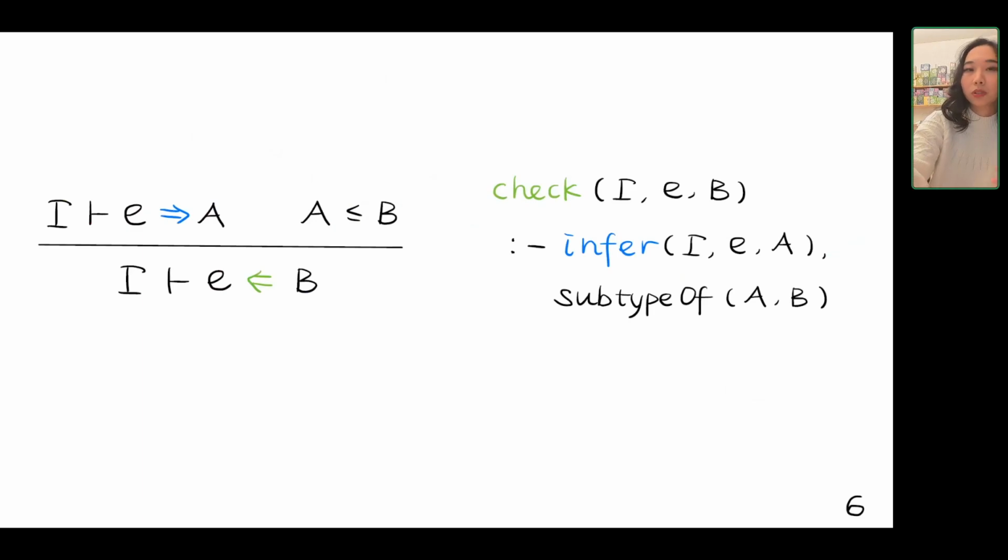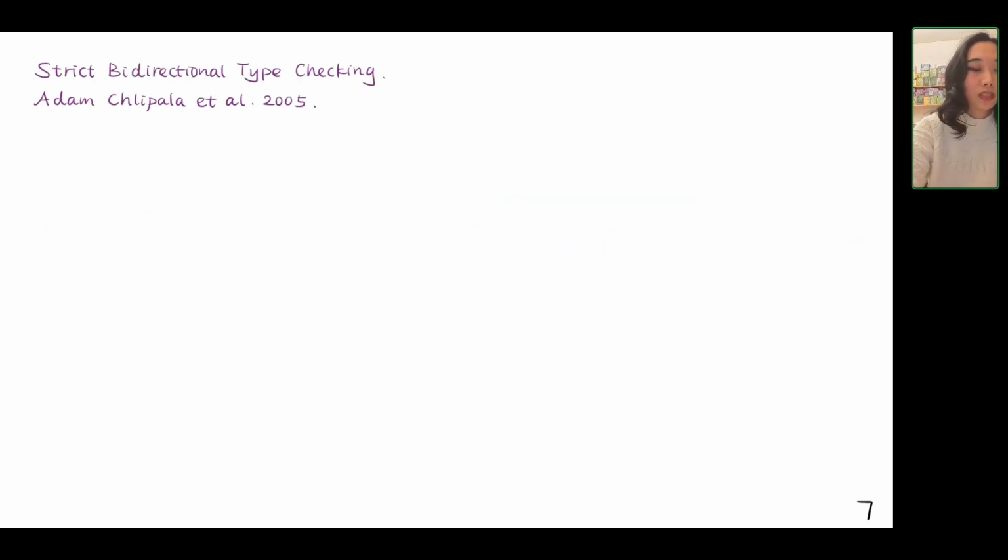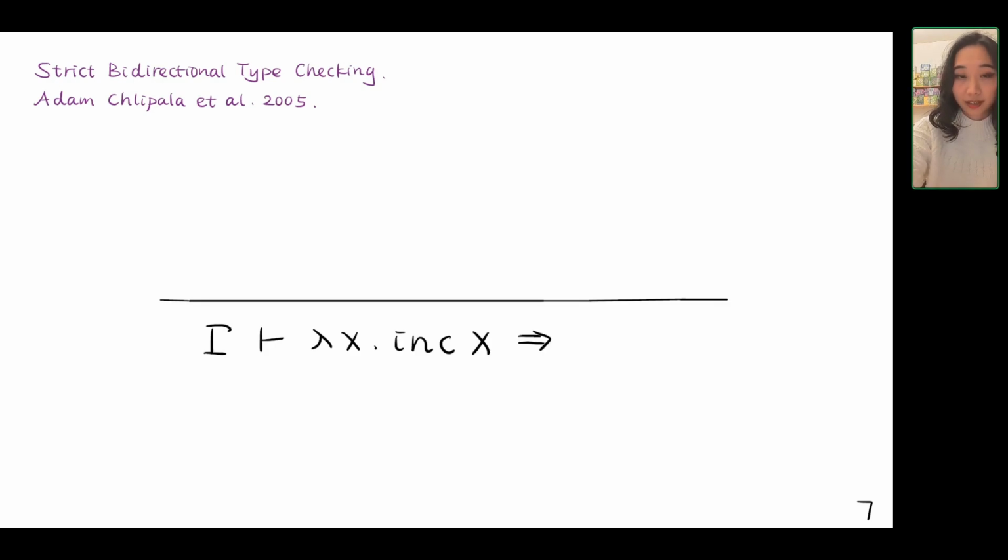And people have come up with all sorts of extensions of bidirectional type systems over the years, and I'm just going to mention one here. This is called strict bidirectional type checking by Adam Chlipala and collaborators. They're motivated by the fact that previously I could only check lambda abstractions, but actually sometimes we can infer them in order to reduce the annotation burden. So for this expression here, suppose we know that increment has type int to int, we should be able to infer the type of this expression.